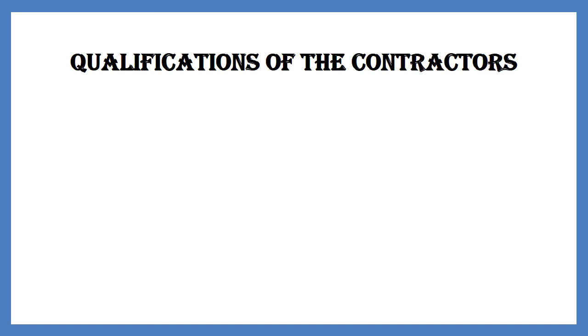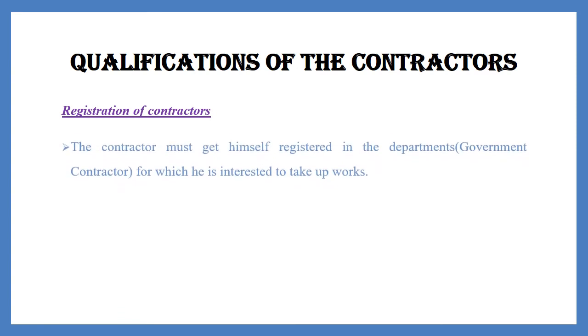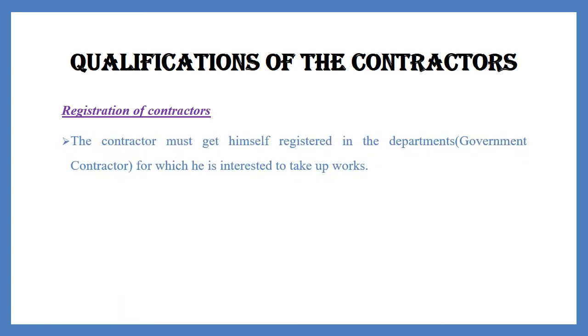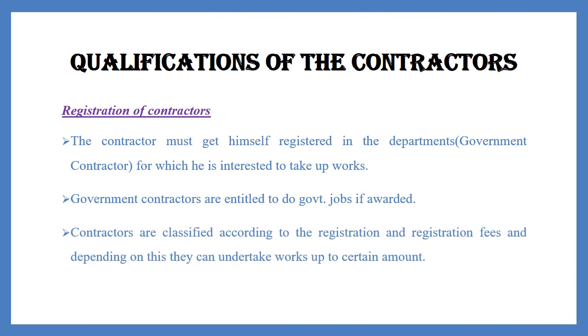Now, we have to study the qualification of the contractors. Registration of contractors. The contractor must get himself registered in the department for which he is interested to take up works. Government contractors are entitled to do government jobs if awarded. Contractors are classified according to the registration and registration fees, and depending on this, they can undertake works up to a certain amount. There are A class, B class and C class contractors.